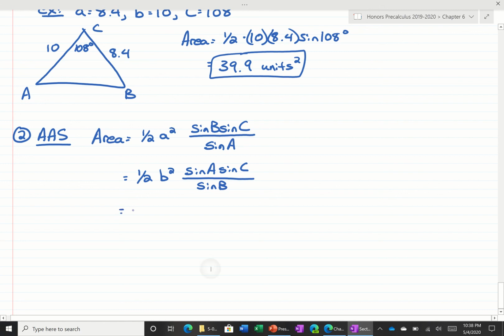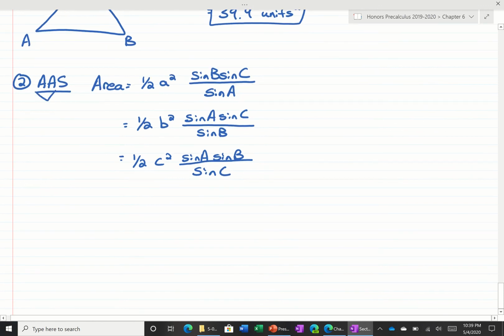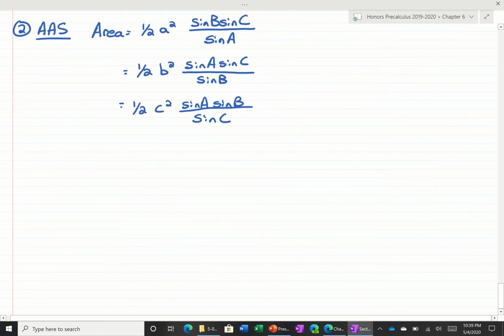And then the third formula would be 1/2 c squared times the sine of a times the sine of b, all divided by the sine of c. Now if you're given two angles, you could easily find the third by subtracting from 180. So let's take a look at an example here.